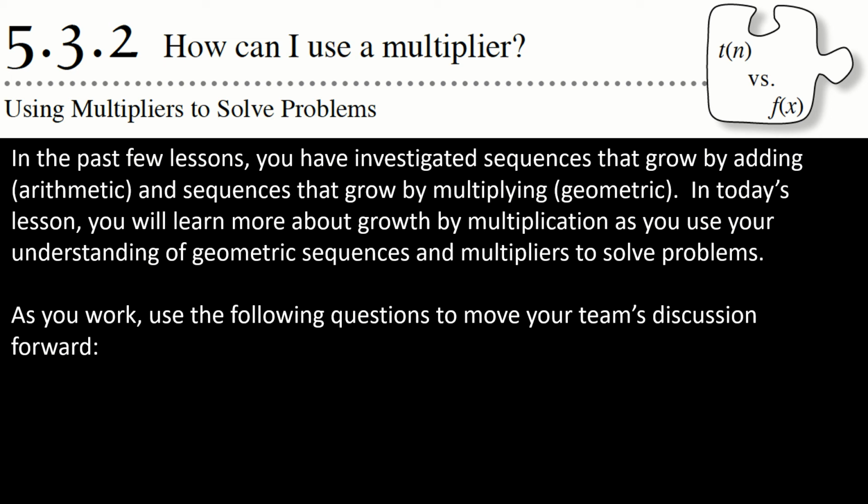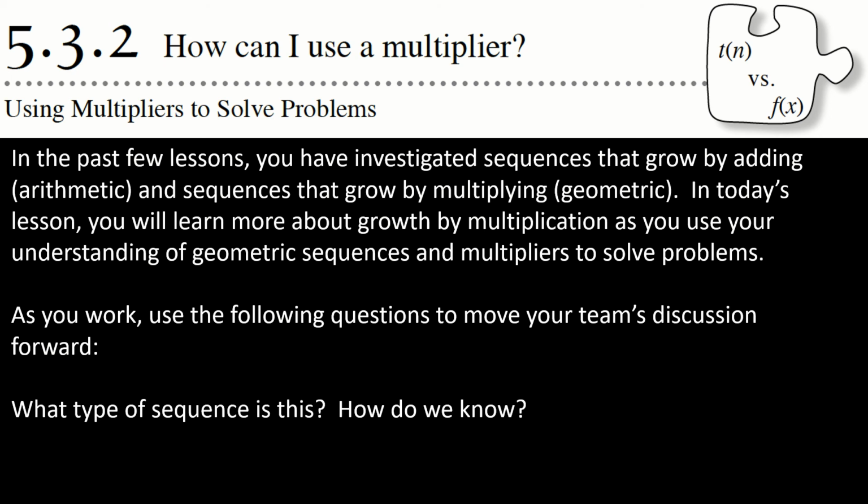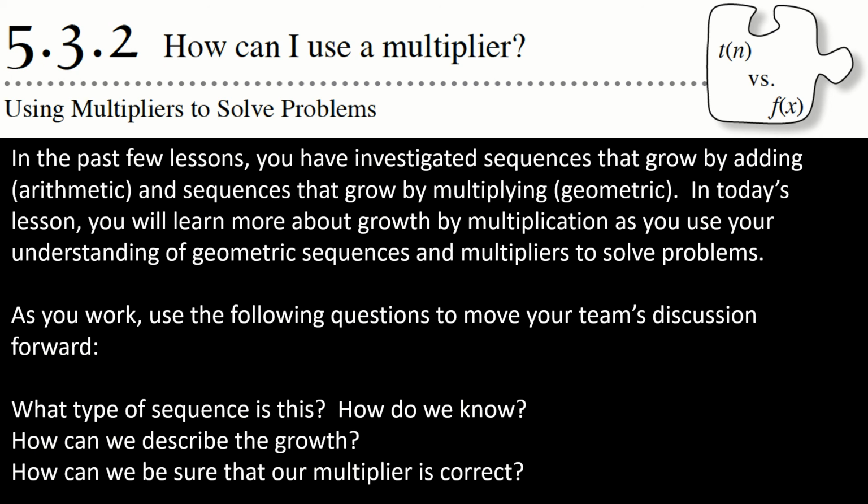As you work, use the following questions to guide your team's discussions. And the questions are, what type of sequence is this and how do we know? There's only really two that we're thinking about. So what kind is this? How do we know it's that kind? How can we describe the growth for this particular sequence? And how can we be sure that our multiplier is the correct value?